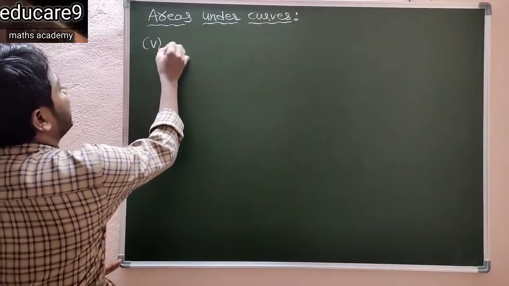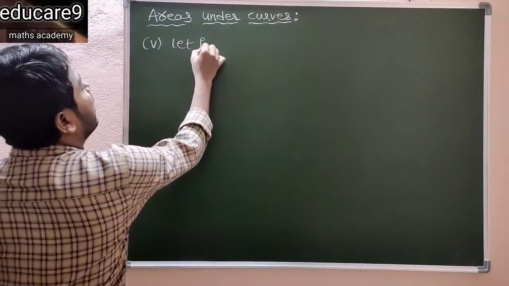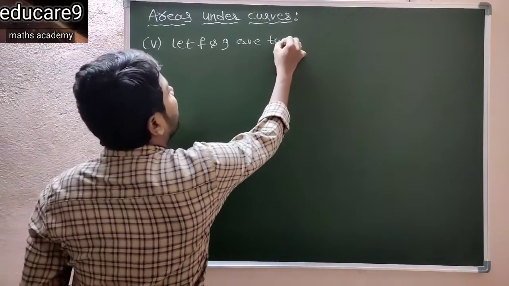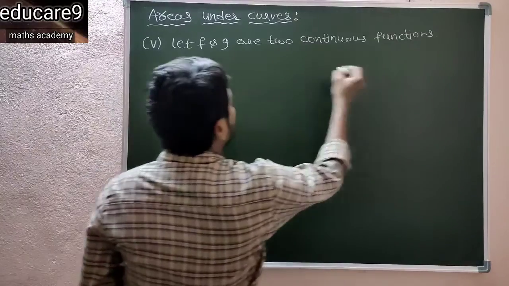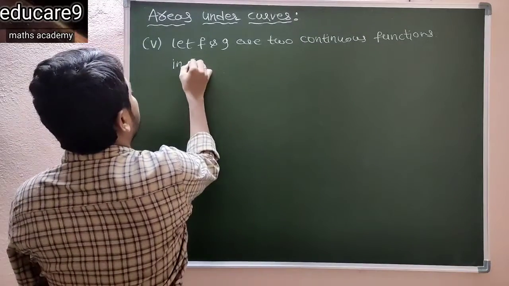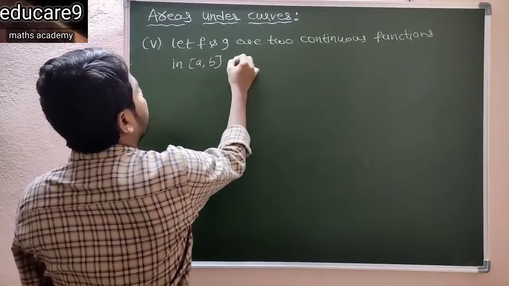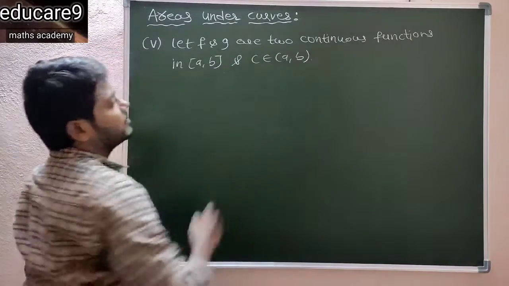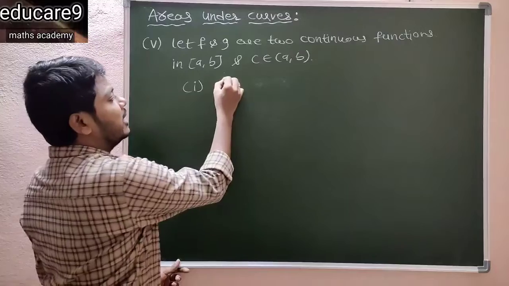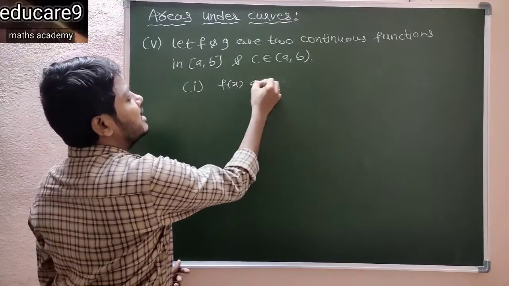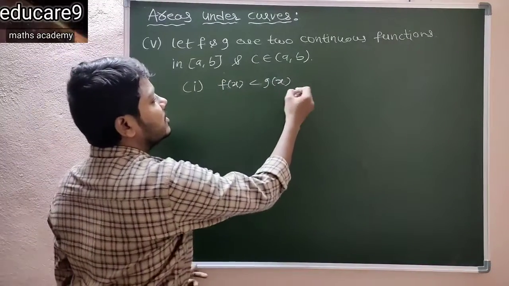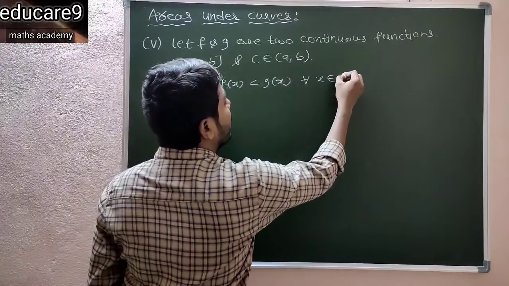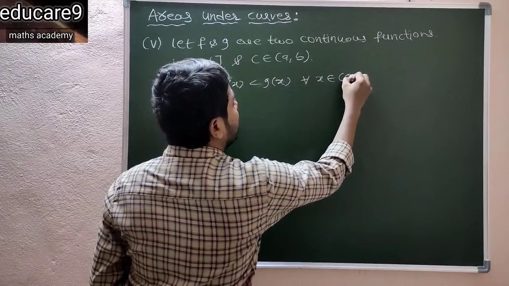So see the fifth one. Let f and g be two continuous functions in the interval a comma b and c belongs to the open interval a comma b. So see the first one. Here f of x is less than g of x for all x belongs to a to c.